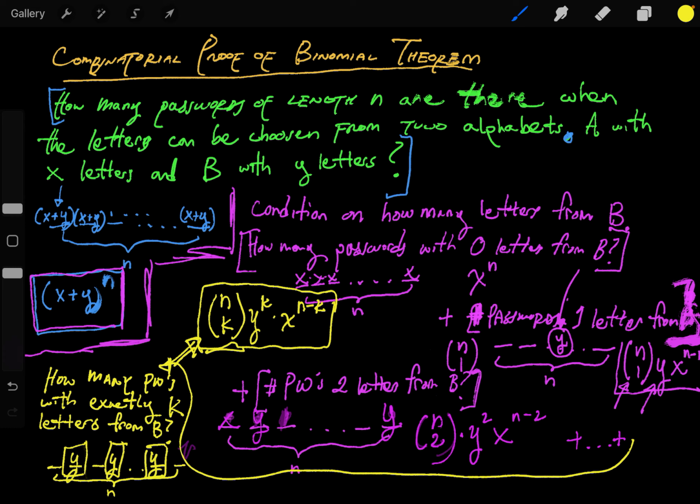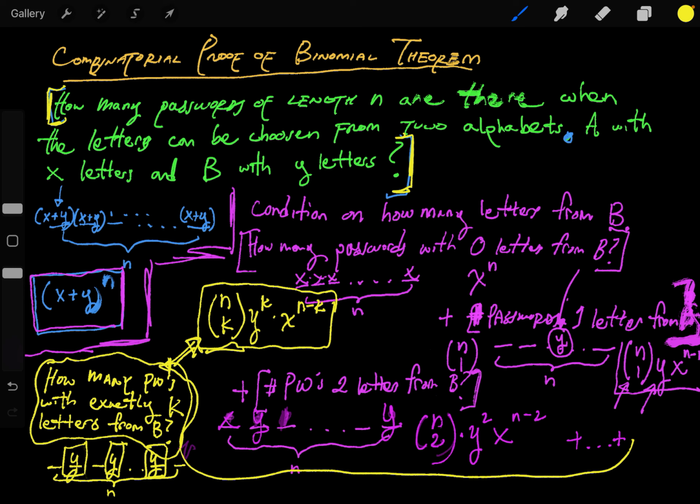Now, this is the key question. This is exactly what I was saying over here. How many passwords with 0 letters from B? With 1 letter from B? With 2? With 3? With 4? Every single possible password in the original question must have either none of its letters from B, one, two, three, and so forth, all the way down till all of its letters are made up of letters from B.